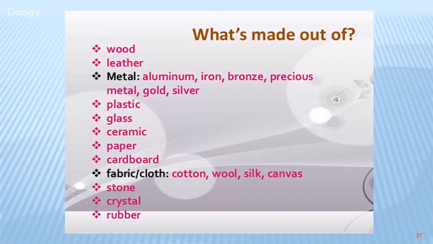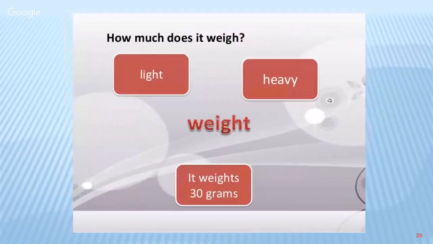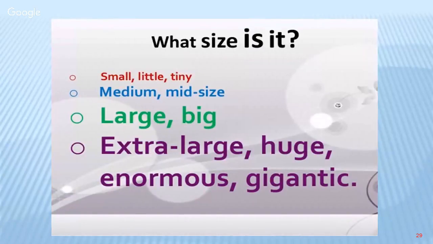What kind of material is it made from? What is it made of? How much does it weigh? Is it very light? Is it very heavy? Or if you're sure about the weight, you can say it weighs 30 grams, giving a definite number. What size is it? Is it small, tiny, little, medium or mid-size, large or big, extra large, huge, enormous, gigantic? So these are some of the words you can use to describe the size.